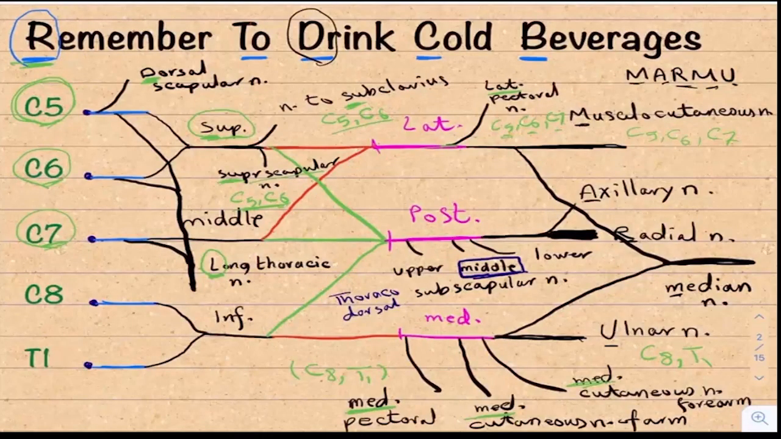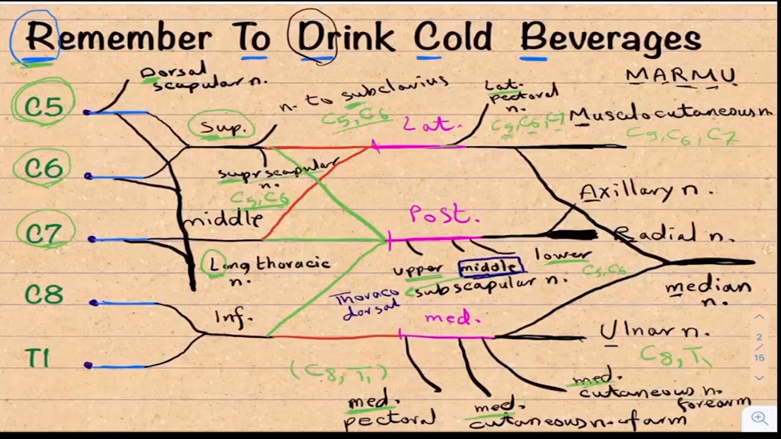Now the posterior cord gives off three branches, the upper, middle, and lower subscapular nerves. The upper and lower subscapular nerves supply the same muscle, which is subscapularis. It's part of the rotator cuff muscles. These two nerves are derived from C5 and C6. The middle subscapular nerve has a fancier name, which is thoracodorsal nerve. The thoracodorsal nerve supplies the biggest muscle of the back, which is latissimus dorsi. Latissimus in Latin means the broadest, or the broadest muscle of the back.